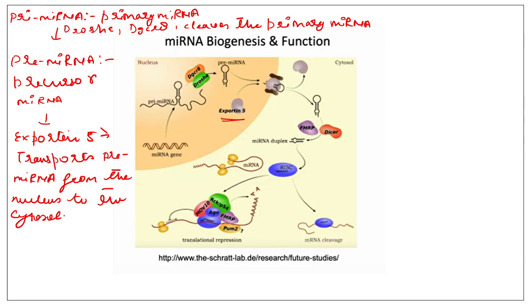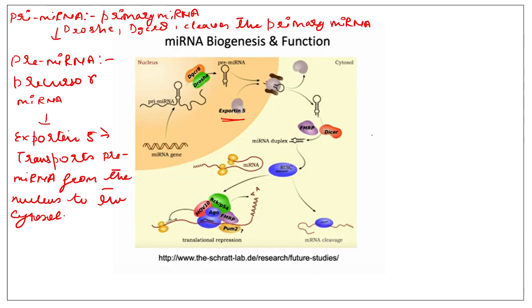Then what happens? Now this pre-miRNA is there in the cytosol. The maturation of this miRNA happens in the cytoplasm, in the cytosol. How does it happen? Dicer enzyme comes with the help of FMRP. This FMRP is fragile X mental retardation protein. So this dicer comes and cleaves the pre-miRNA into miRNA duplex.